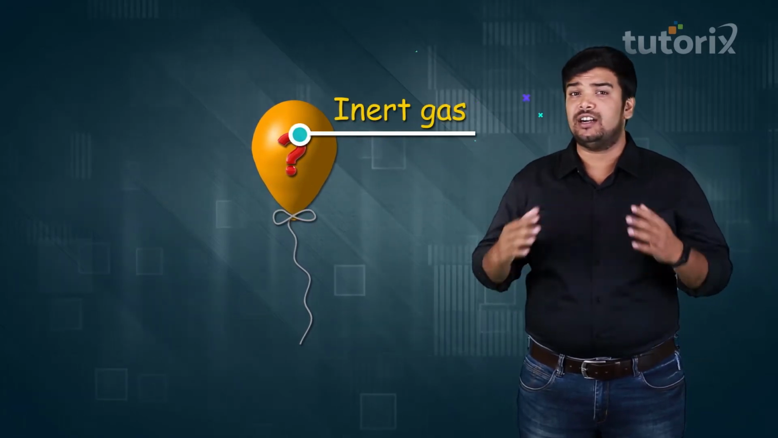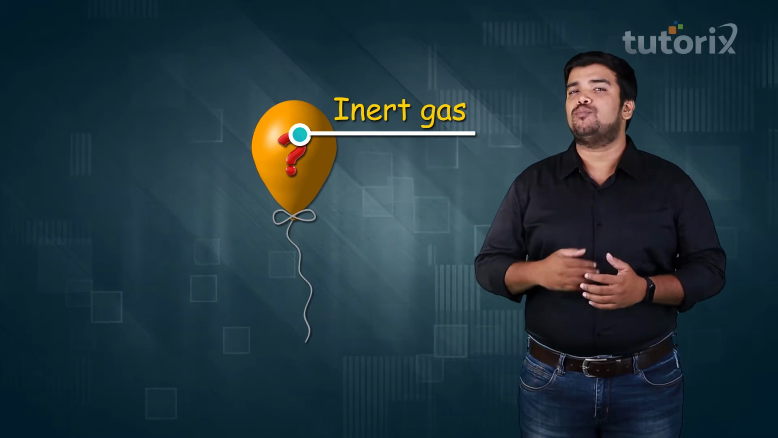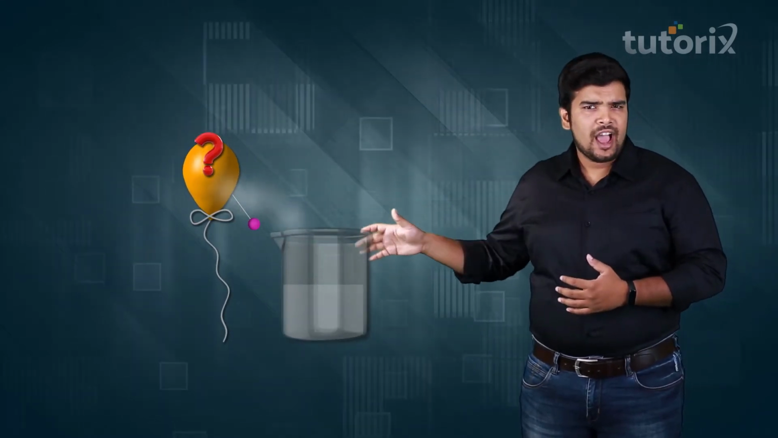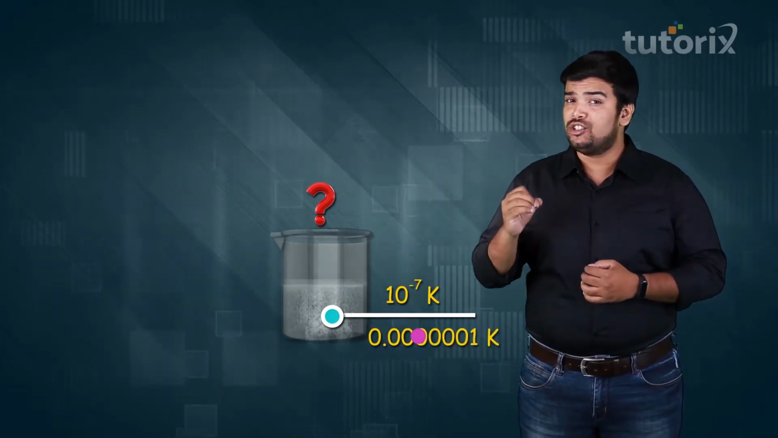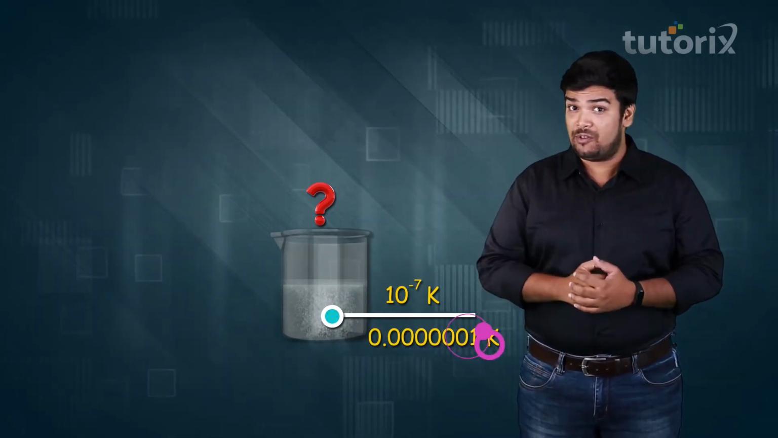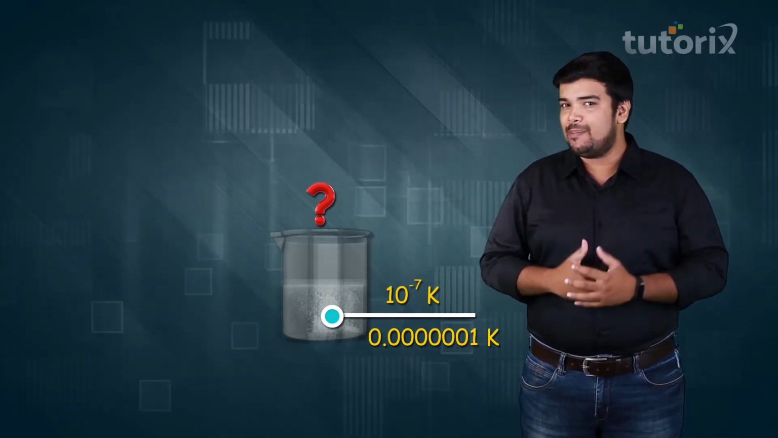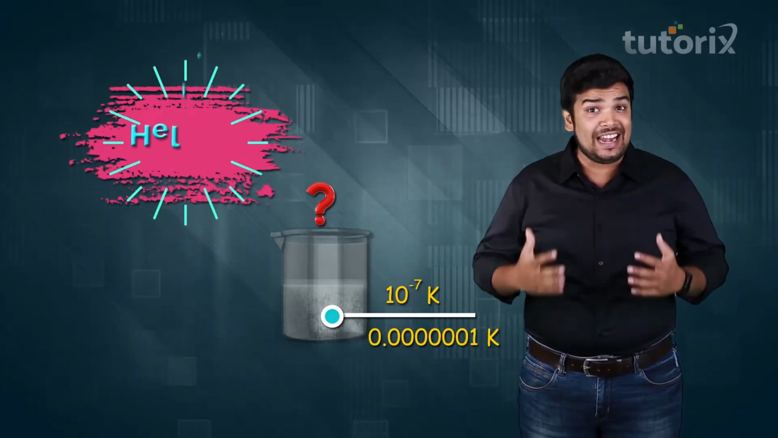Now the special property of this gas is that it is highly inert and does not react at all. Now there's one more interesting property of this element. The liquid form of this element can be used to achieve the lowest temperature on Earth. That is around 10 power minus 7 kelvins, which is 0.000001 Kelvin. Well, that's a very cold temperature. So can you tell me what element I am talking about? Well, I'm talking about helium.